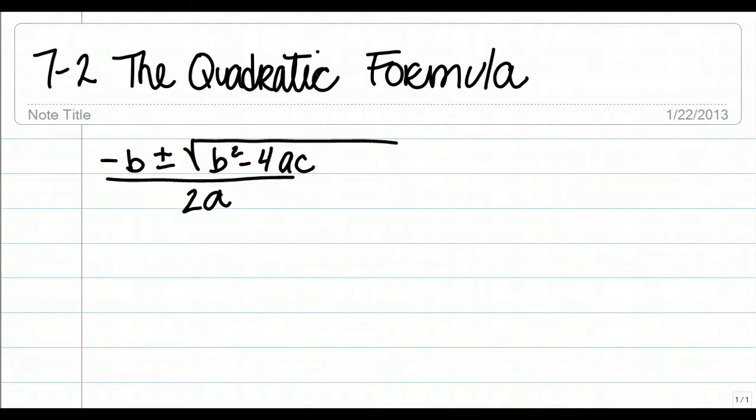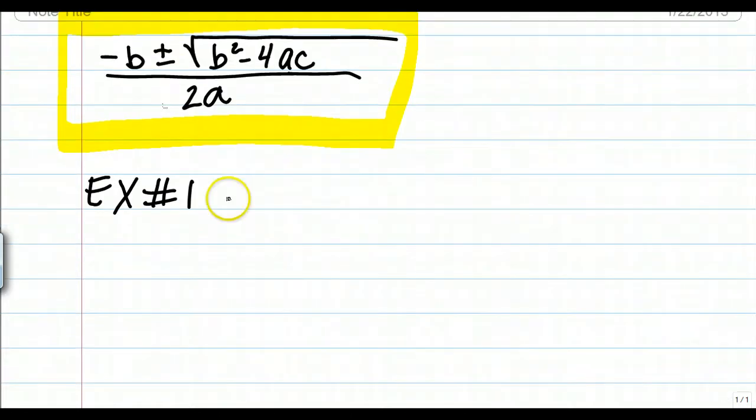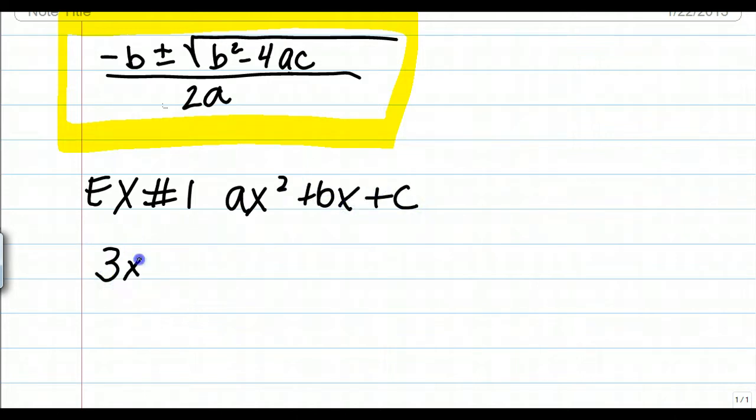Okay, today we are doing the quadratic formula, and your formula is negative b plus or minus the square root of b squared minus 4ac, the whole thing divided by 2a. So when you're solving these equations, and they look like this form, what you need to realize is if you ever have an equation that looks like that and it has an equal sign, like equals 0 or whatever, there are three ways you can solve this.